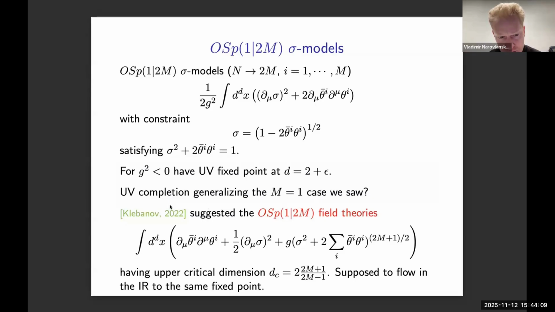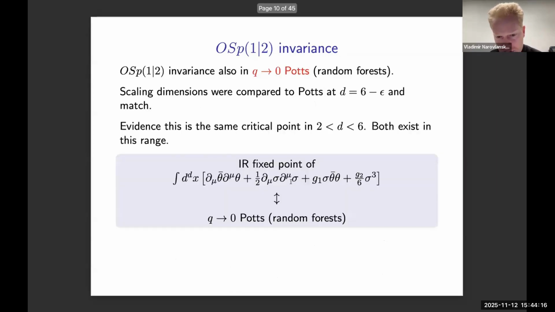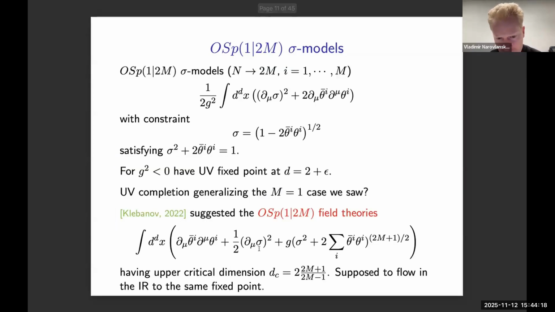So at higher m, Klebanov had a paper where he conjectured that this theory, it's very similar to the one that we wrote previously, where you still have one commuting variable sigma, and now you have m thetas and theta bars. And the interaction previously was sigma squared plus theta bar theta to the power 3/2. So now there is just another power that guarantees that this is just some expansion of a finite number of terms that depend on sigma and theta bar theta.